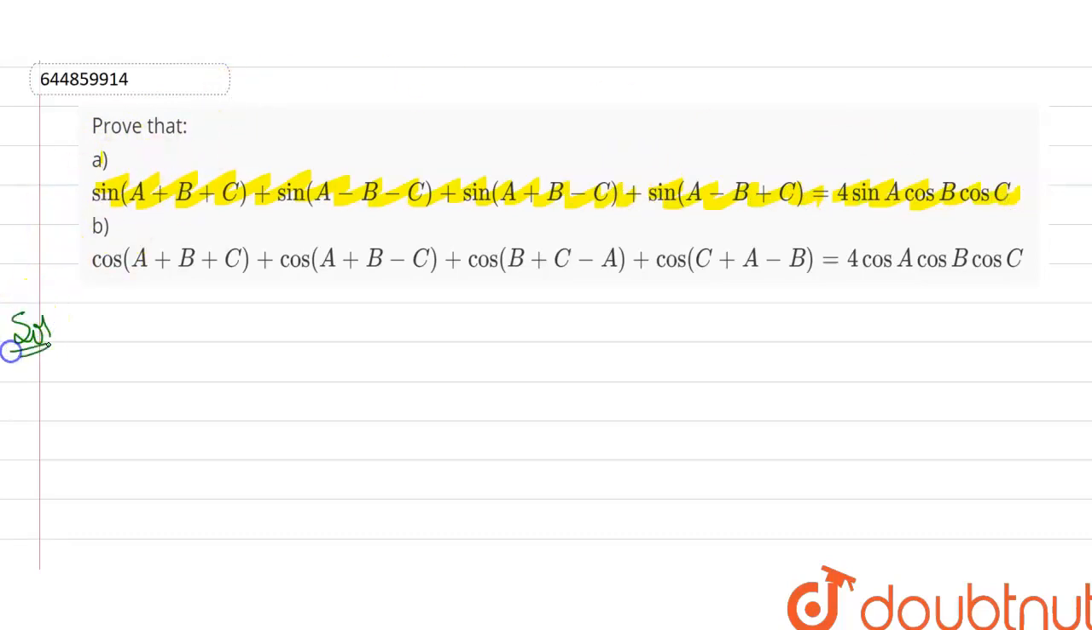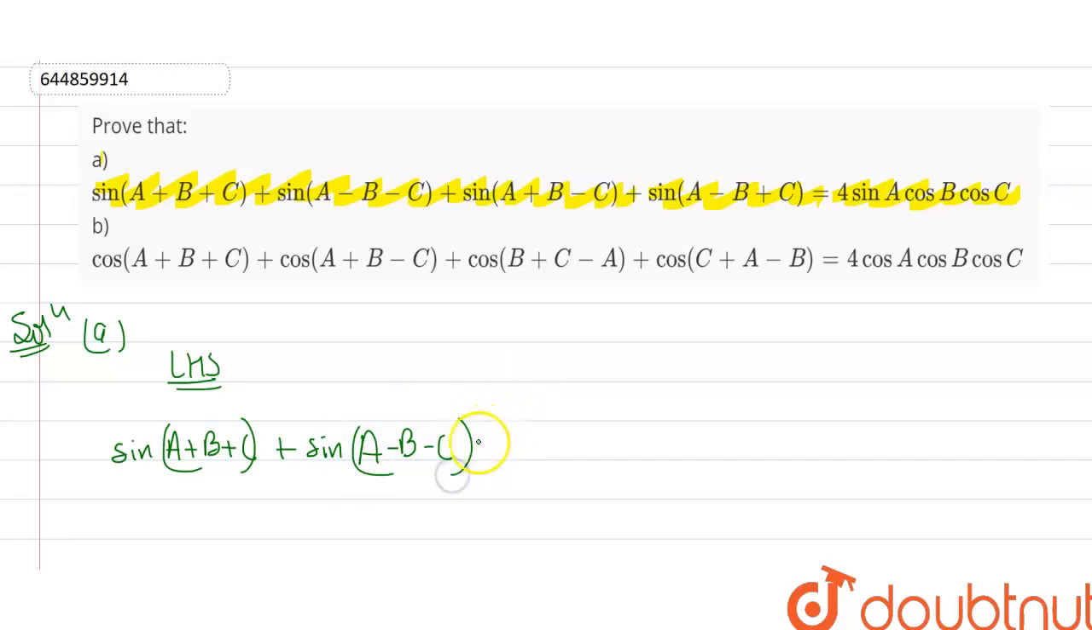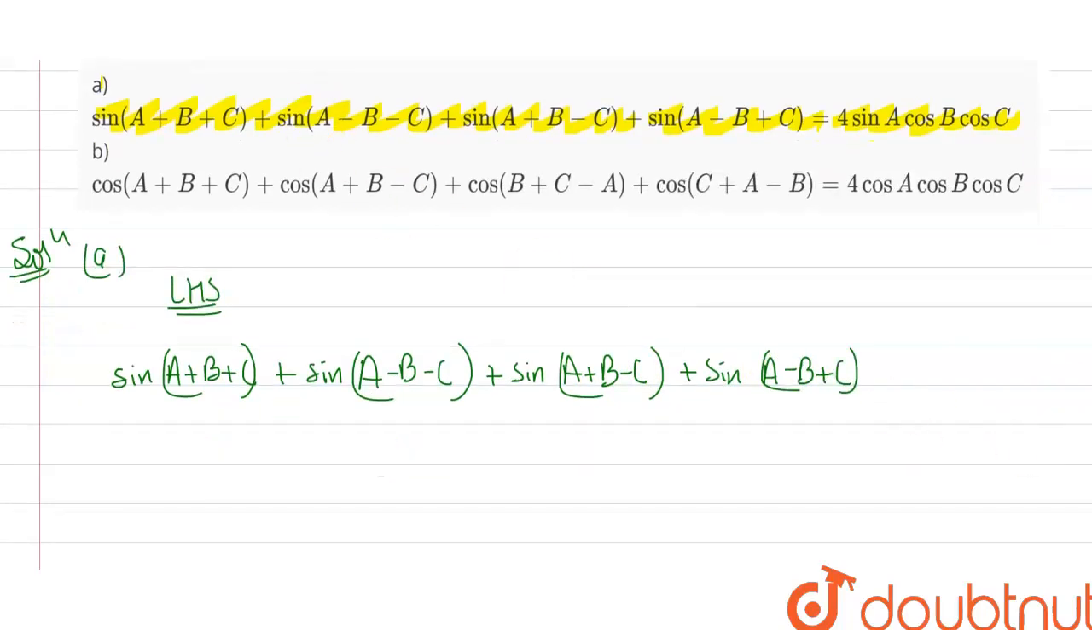So, solution number A, we are going to solve the first part here. First of all, I'm going to consider my LHS part. So I can write the LHS as sin(A+B+C) plus sin(A-B-C) plus sin(A+B-C) plus sin(A-B+C). Now I'm going to use the C plus D formula among these two terms.